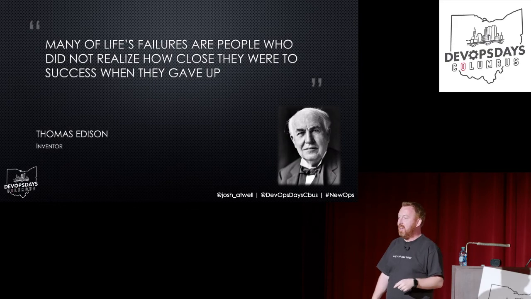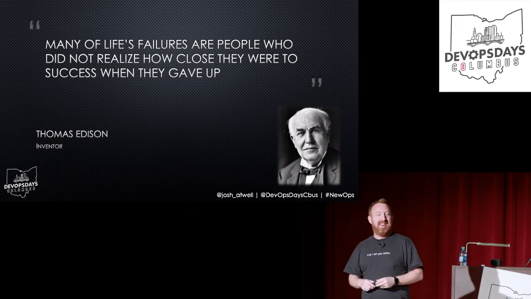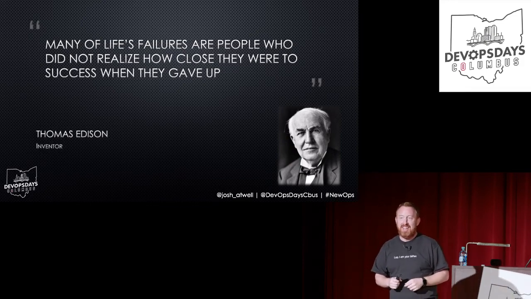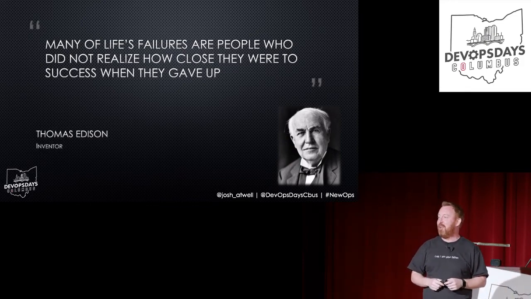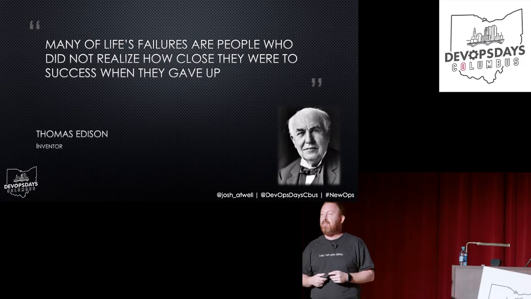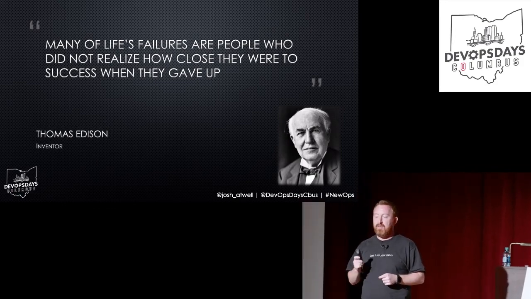Thomas Edison is a notable failure. If you know anything about his story with the light bulb, 10,000 times he found out how not to make a light bulb. That's a hell of a perspective around failure, right? But he's absolutely right. And he also makes the point that most people will give up right before they're about to succeed.